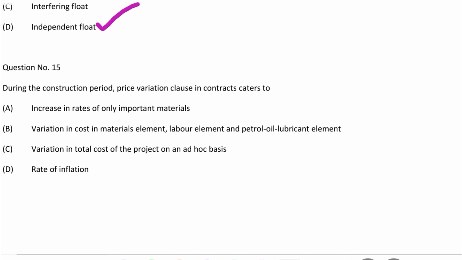Next question. During the construction period, price variation clause in contracts caters to option A increase in rate of only important material, option B variation in cost in material element, labor element and petrol oil lubricant elements, option C variation in total cost of the project on an ad hoc basis, option D rate of inflation. So the correct answer is option B variation in cost of material element, labor element and petrol oil lubricant element.